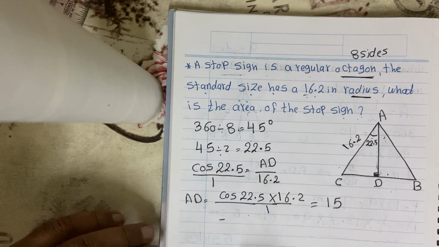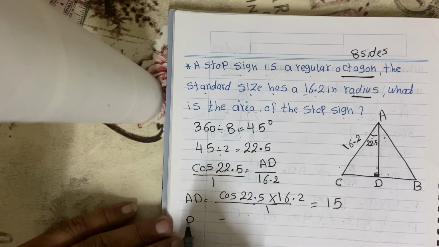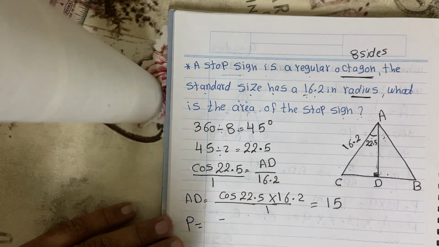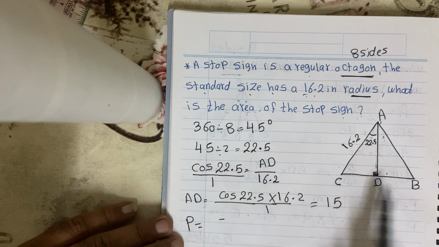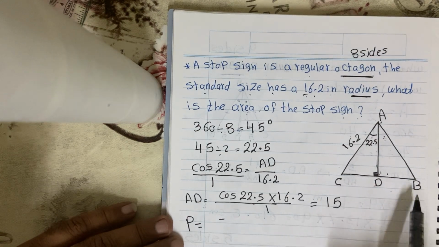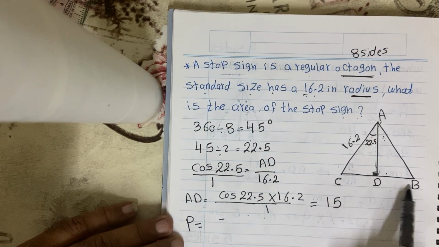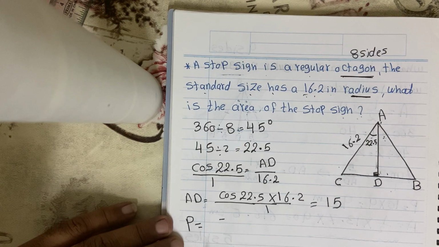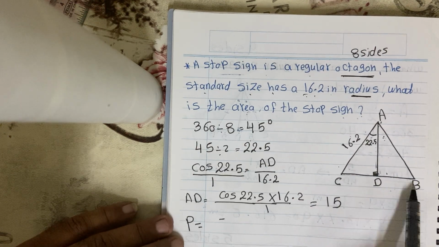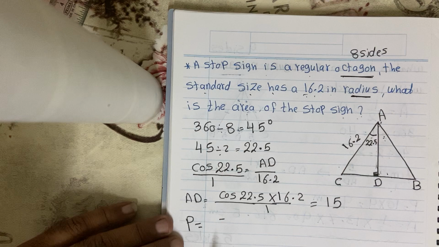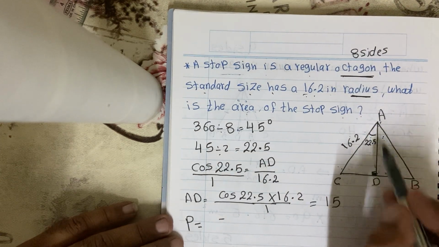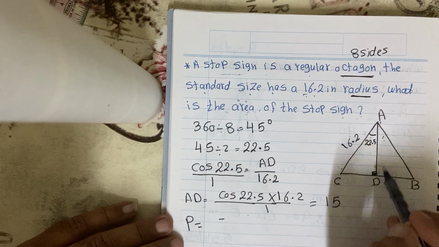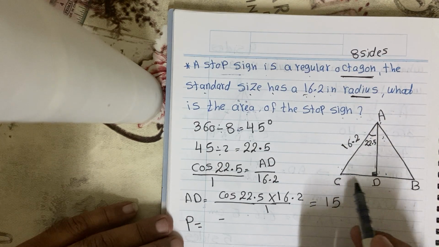You can find the perimeter. How? I have the radius, but I don't have the side of the octagon. So I need to find the side of the octagon. I have the radius, and now I have the apothem. I need to find CD.